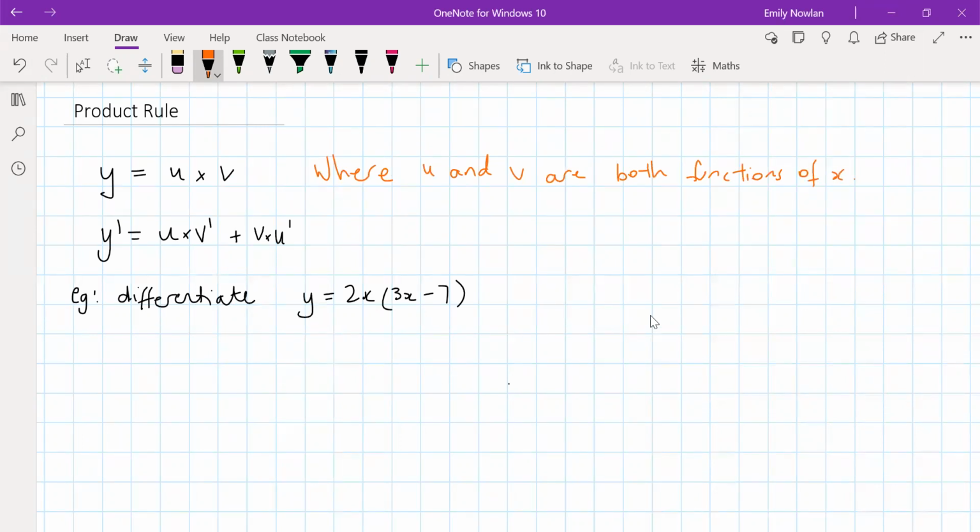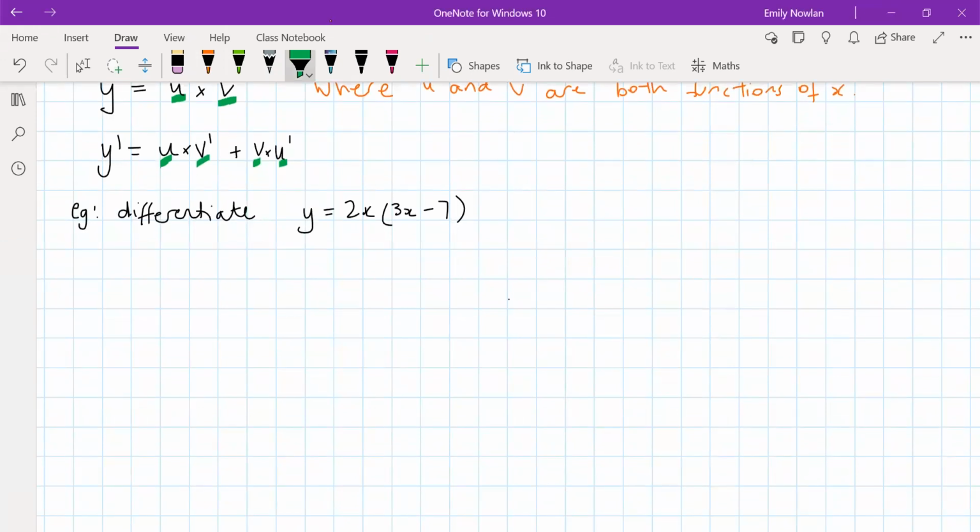What the rule is, you have the two things. Here's the first function of x, here's the second function of x. Two things multiplied by each other, they're both functions of x. You write down the first function of x as it is, then you differentiate the second function of x, then you write the second function of x as it is, and then you differentiate the first function of x. So let me show you how it works with an example.